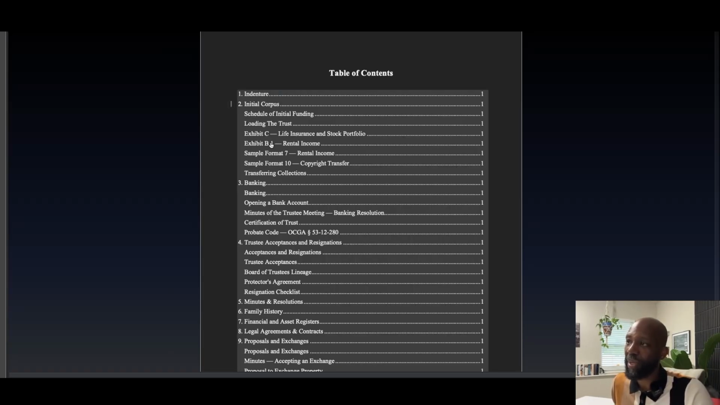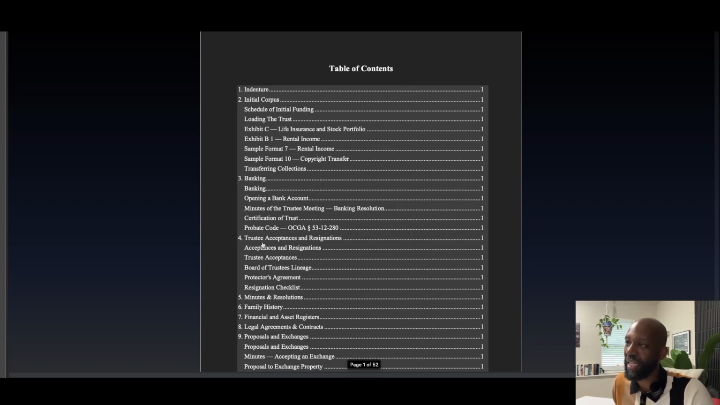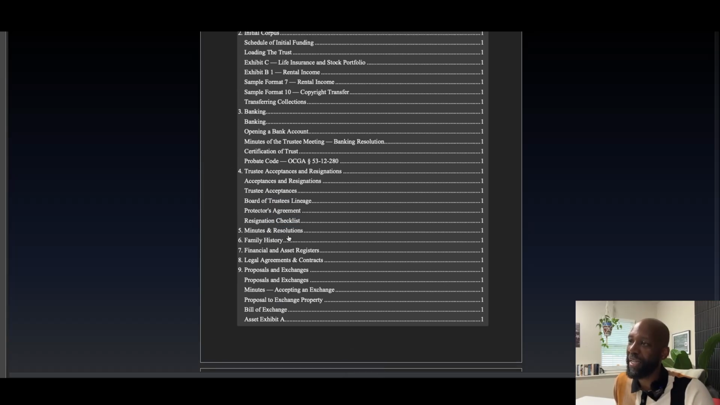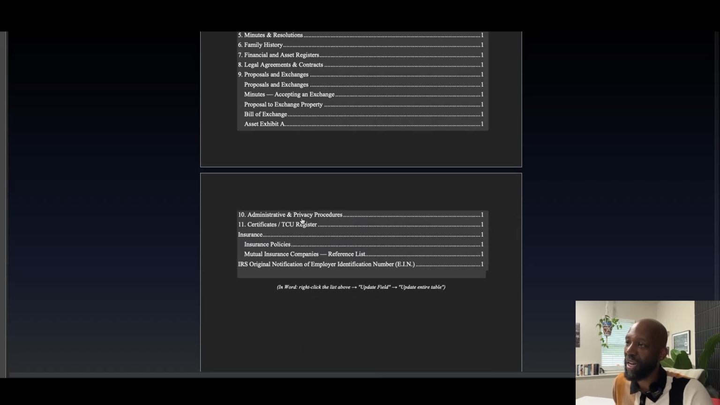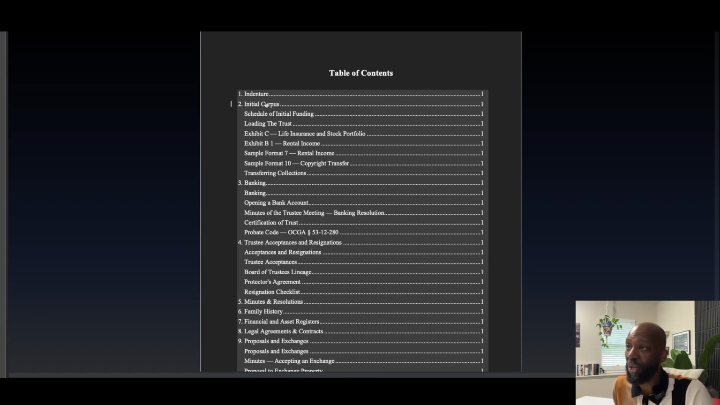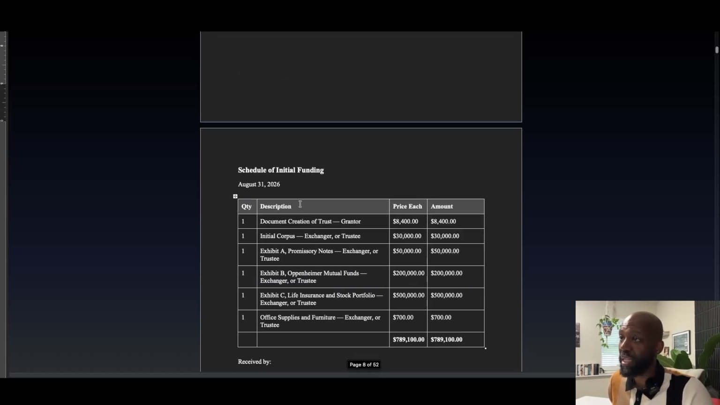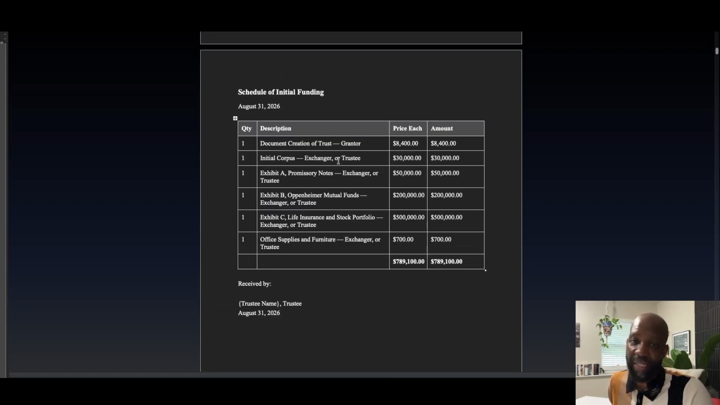Okay. Initial corpus, you got the banking, you got trustee acceptances and resignations, you have minutes and resolutions, you got family history, financial and asset registers, legal agreements and contracts, proposals and exchanges, administrative and privacy procedures, certificates, registered insurance, and the IRS original notification of employer identification number. So your EIN. The trust has an EIN. So yeah, you would want to click on this, right? You click on this and it'll take you right to the asset schedule, right?